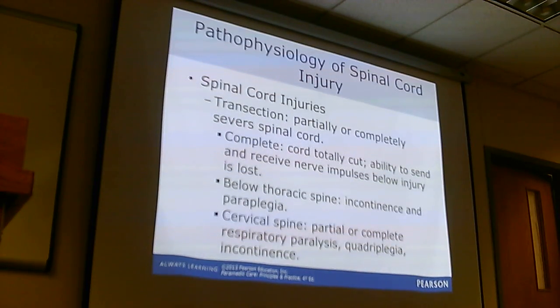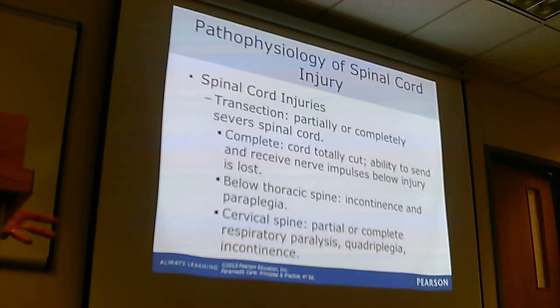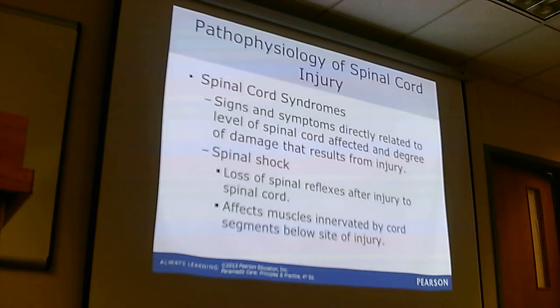If I'm below T4, where do you think T4 is at? Nipple line. Where do you think my paralysis or my condition is going to be? Then I'm going to be a paraplegic, because it's going to be below, because my arms are above T4, right? And if I'm up in C1 through C3, that's actually going to affect my breathing. That's Christopher Reeve syndrome. You all know Superman. That's putting on a vent and everything else. So you can kind of tell different things.